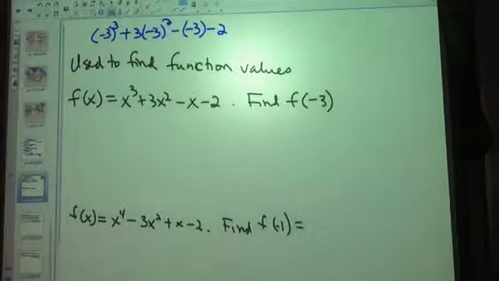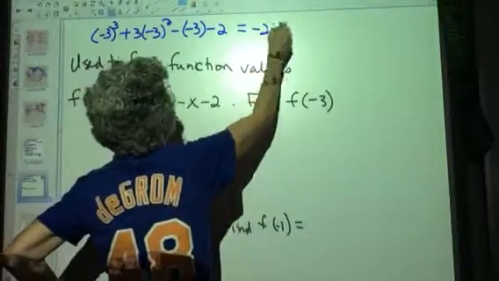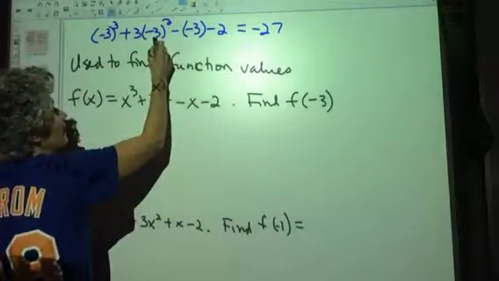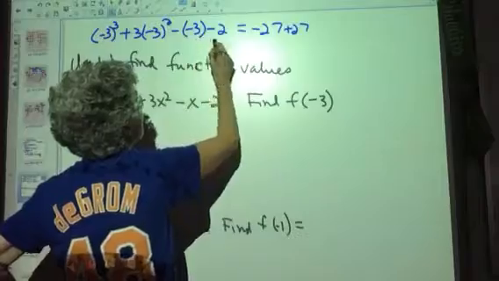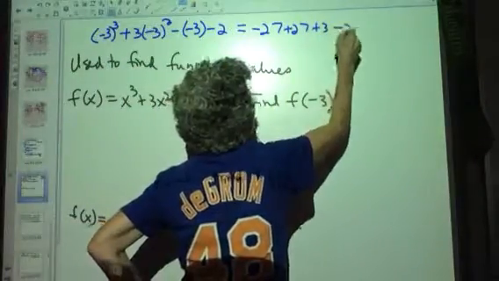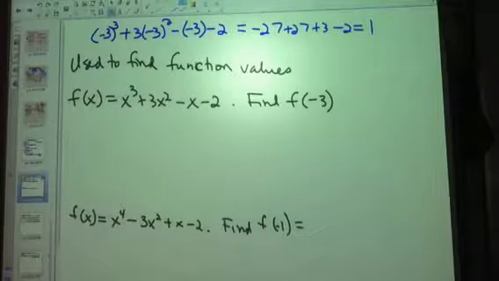Now, I try this lots of times in class. It's very easy to make a careless mistake on this. Let's see if I do. Let's see, that would be negative 27. Then this is 9 times 3 is positive 27 plus 3 minus 2, and so I get 1. But a safer and a quicker way to do it is with synthetic division.